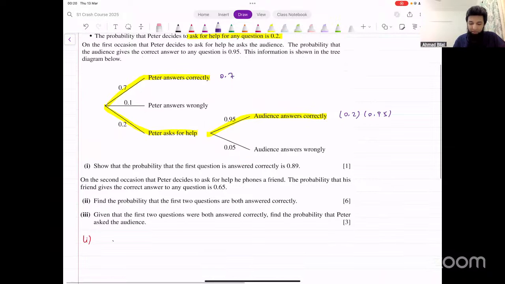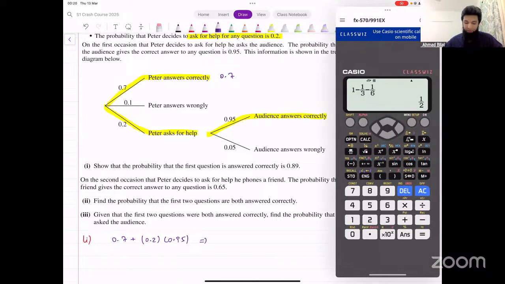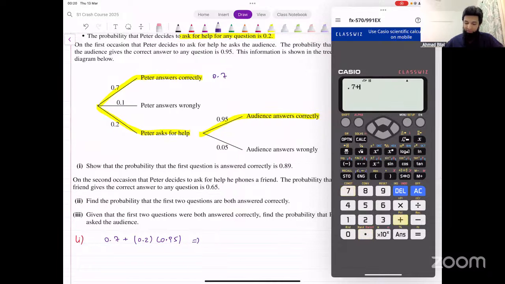So we add these two cases, 0.7 plus 0.2 into 0.95, and that will give you the result for the first part. So that's fairly straightforward. The first part is not that tricky. 0.7 plus 0.2 into 0.95, and that's 0.89. That's the probability that we get from the first part, 0.89.